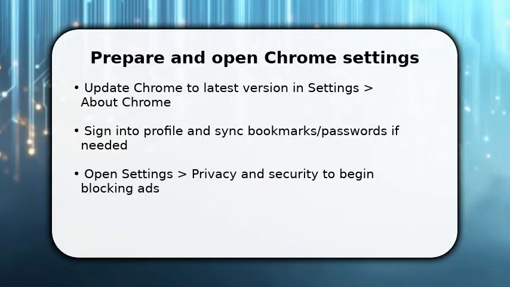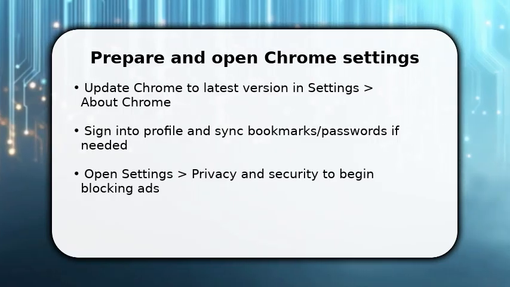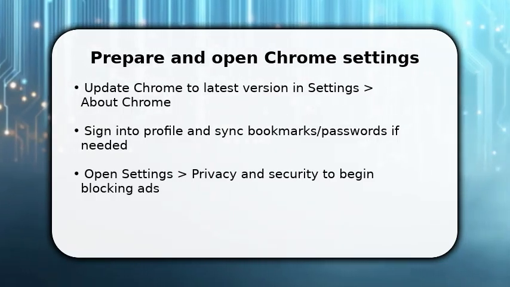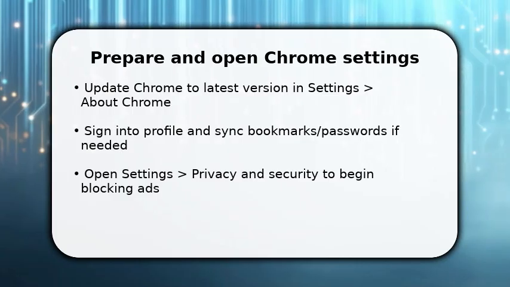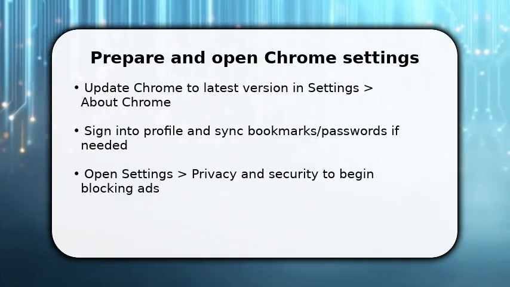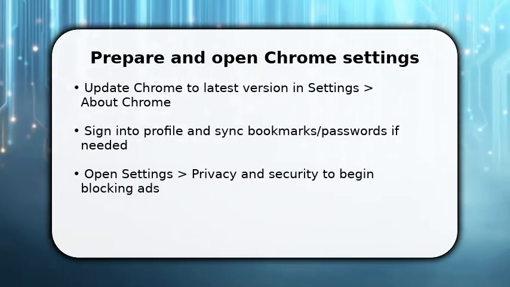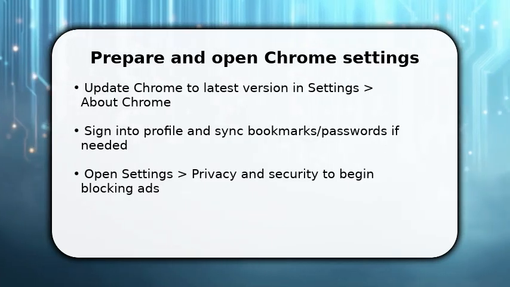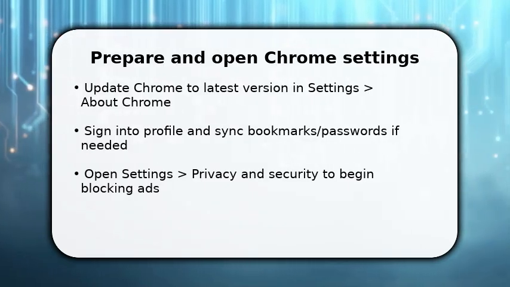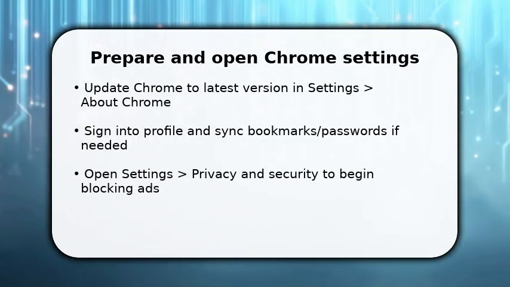You start by making sure Chrome is current. Updates patch ad-related bugs. Once updated, open Settings and go to Privacy and Security. From there, choose Site Settings to control pop-ups, redirects, and ads. You do this now because site-level controls stop many ads before extensions are needed.